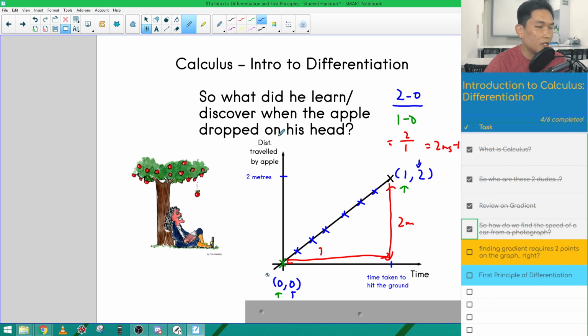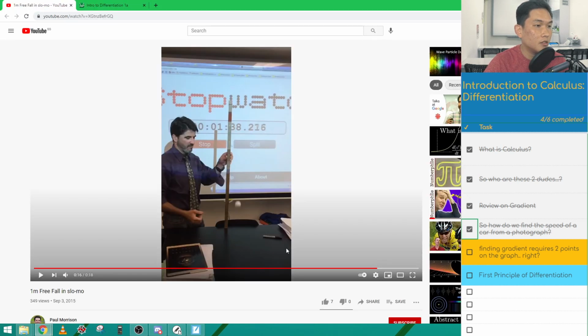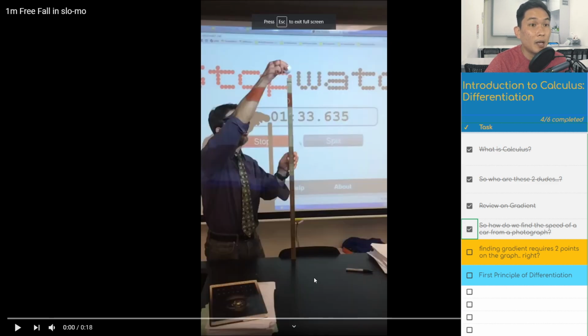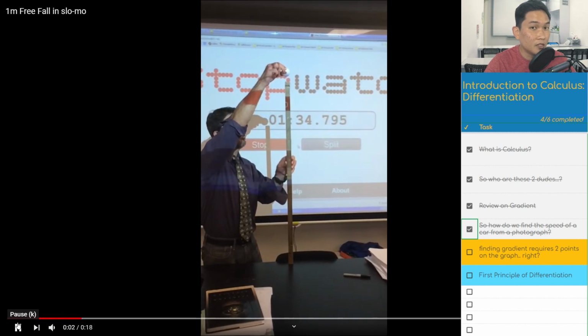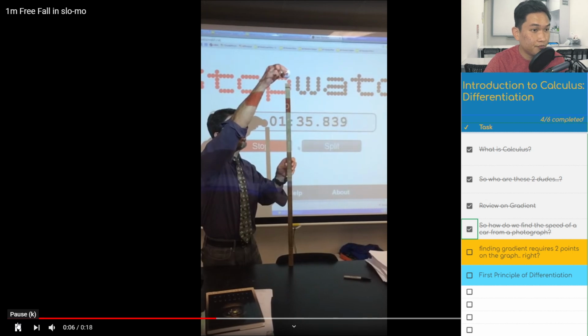Here's a look. I'm going to show you a YouTube video of how things actually fall. Here we have a teacher dropping a ping pong ball 1 meter off the table. I want you to pay particular attention to the speed of the ball as it is dropping. I want you to notice if there's any difference between the speed of the ball when it's released and when it is dropping after a while. He's going to drop it at 36.2.